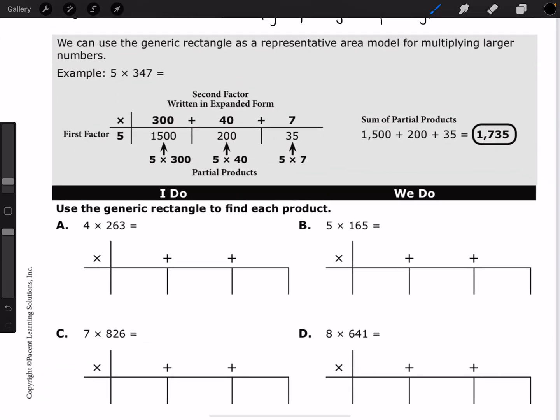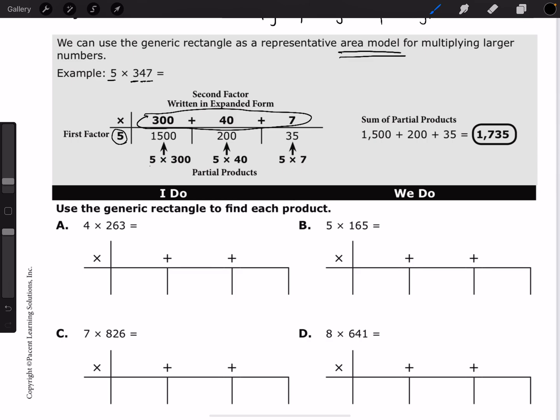Okay, so we can use the generic rectangle as a representative area model for multiplying larger numbers. For example, we have 5, which is that 1-digit number, times 347, which is that 3-digit number. The first factor is the 5, and then we have the 347 expanded into 347.